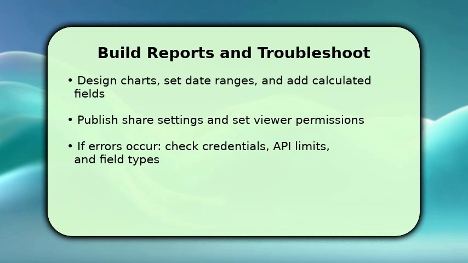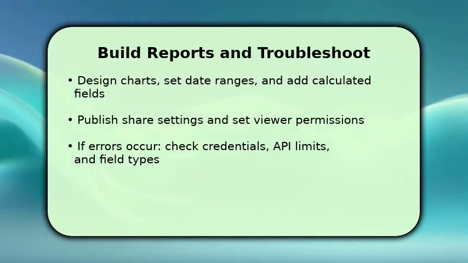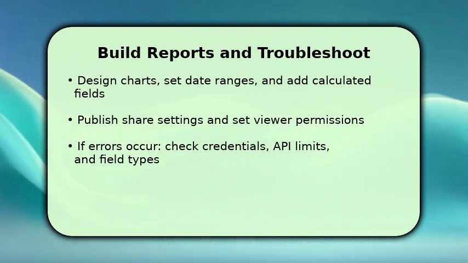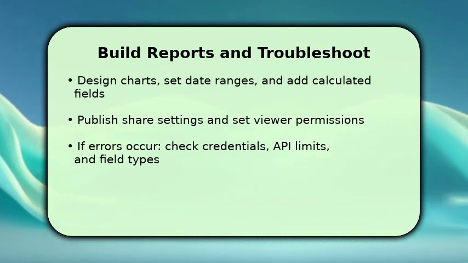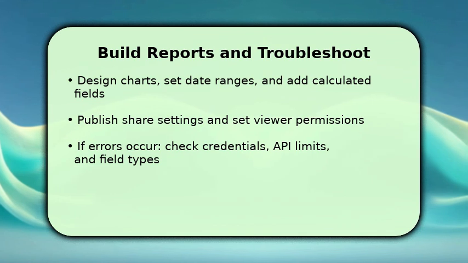If something breaks, the key troubleshooting tip: recheck connector credentials and permissions first, then inspect API quota or dataset schema mismatches. If fields show nulls, verify data types and sample rows. Resolving those usually restores accuracy.